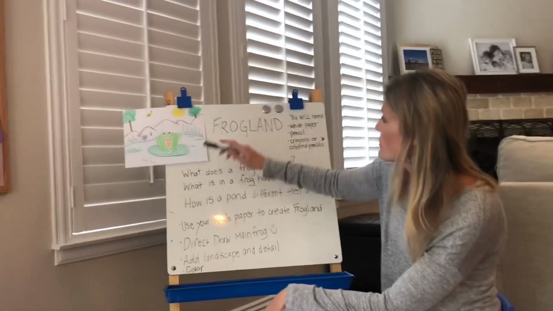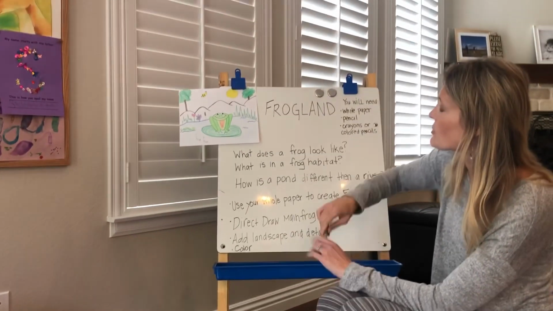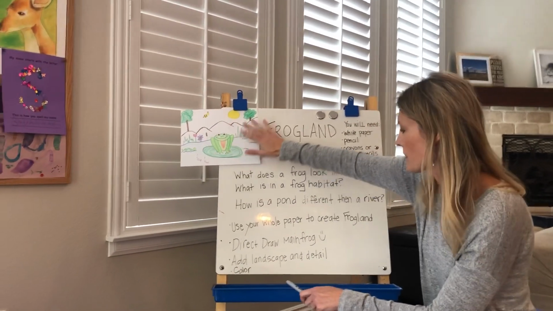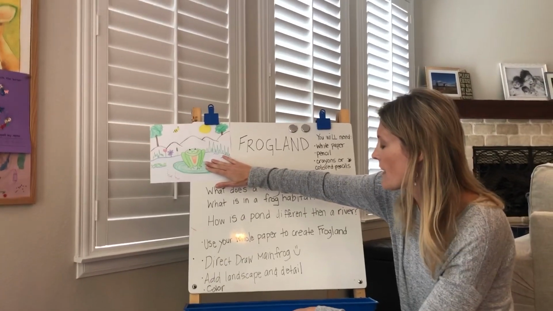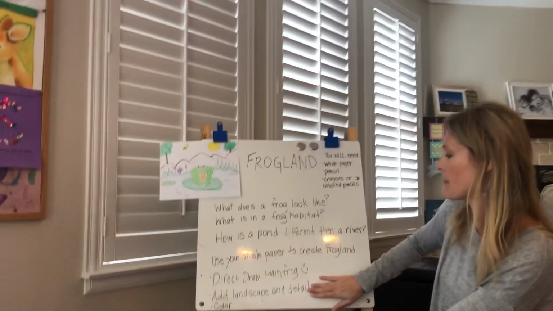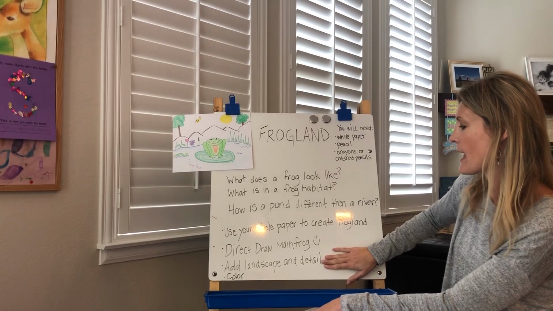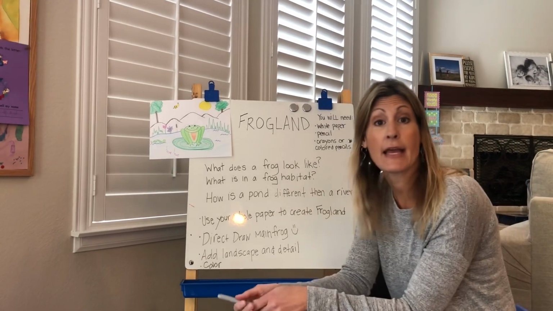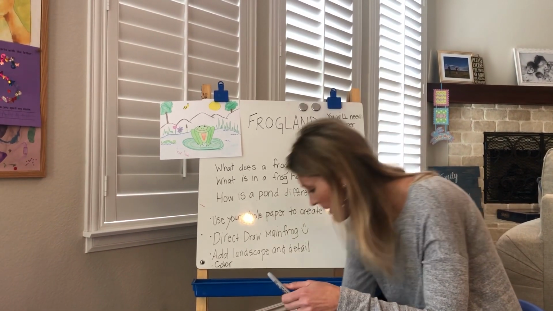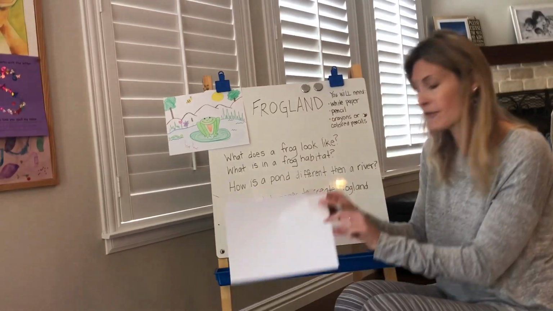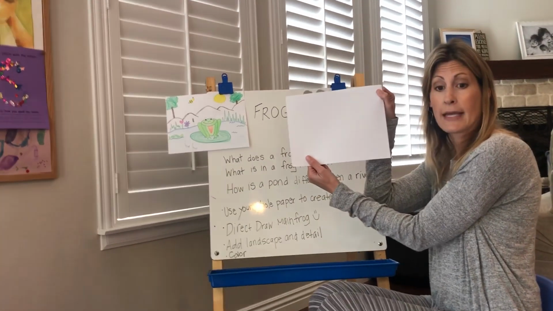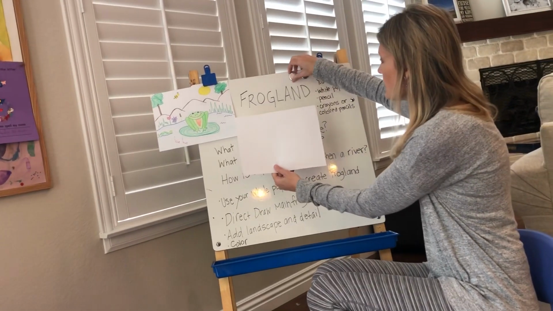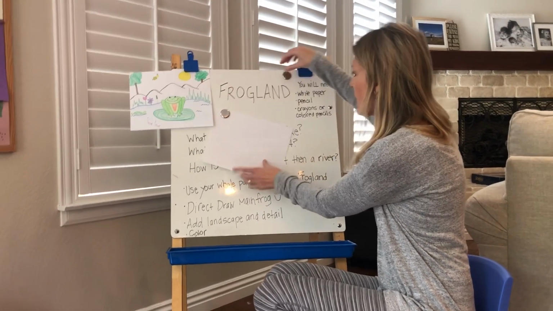So what we're gonna do, our directions here, is we're gonna try and use our whole paper, okay? And the first thing we're gonna do together is our frog, and then after that, the next step is we're gonna add the landscape and the detail, and at the very end, you can color it in. So here we go. You guys ready? You have your piece of paper? So we're gonna hold it horizontal or landscape, just like that. And we're gonna do it together, step by step.